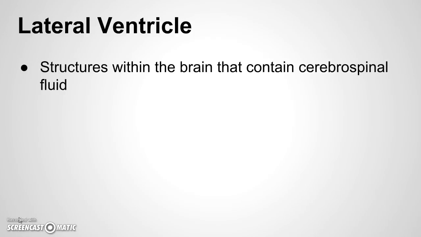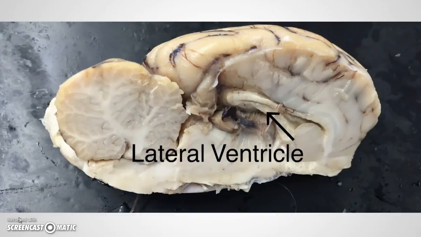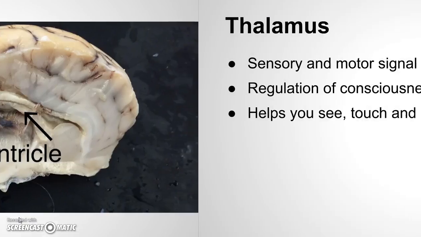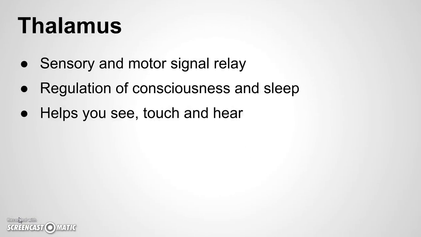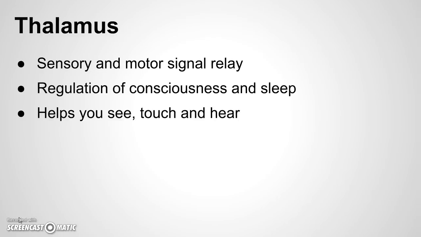Then we have the lateral ventricle. The right and left lateral ventricles are structures within the brain that contain cerebrospinal fluid, a clear watery fluid that provides cushioning for the brain while also helping to circulate nutrients and remove waste. The thalamus is involved in sensory and motor signal relay and the regulation of consciousness and sleep. It also helps you see, touch, and hear.